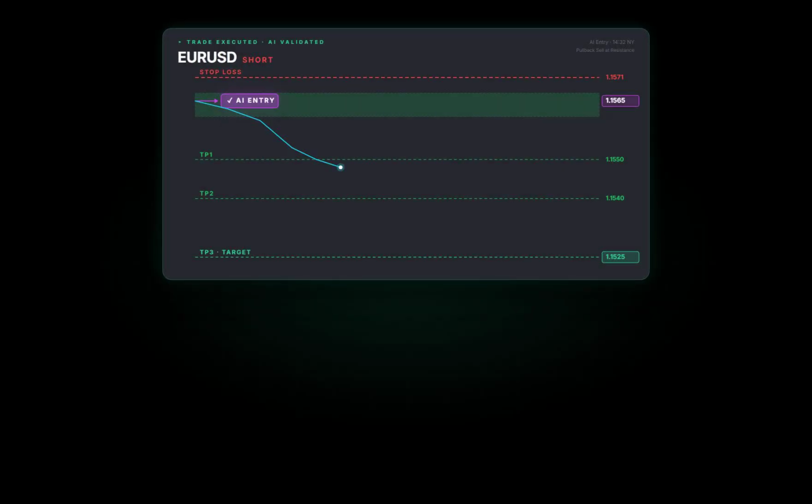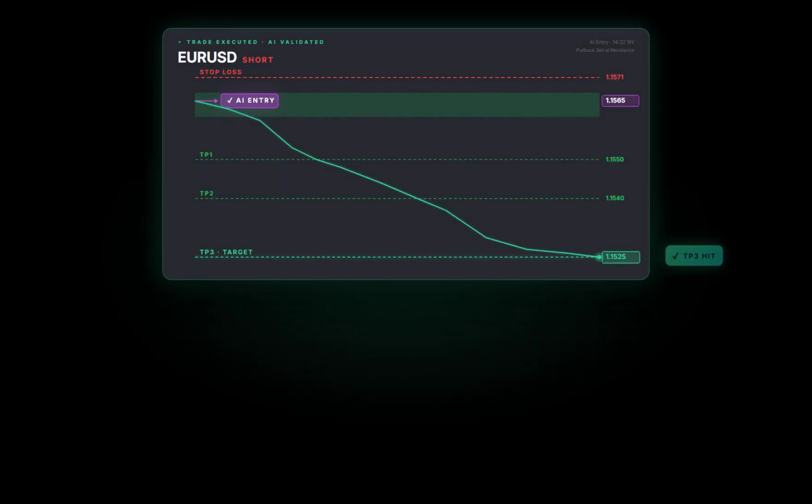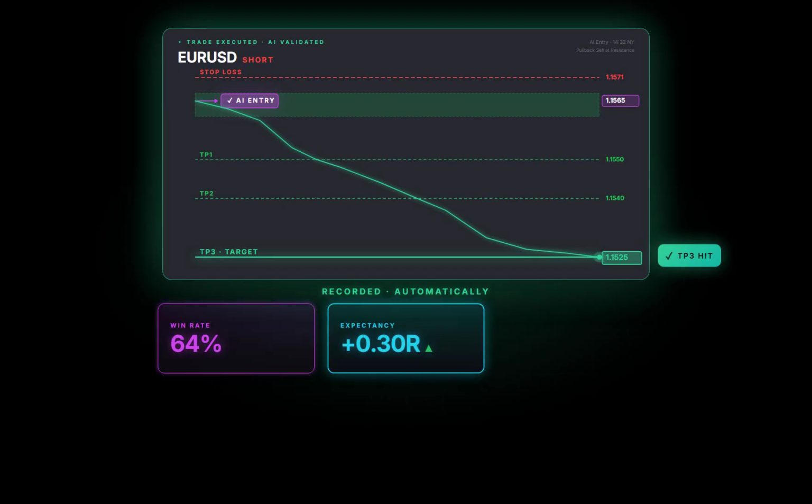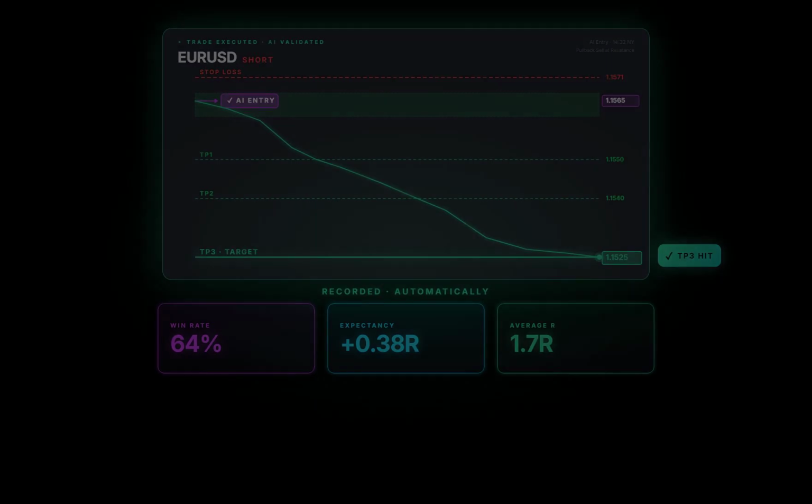And when the trade ends, target hit or stop taken, it's recorded automatically. Win rate, expectancy, average R. The next analysis benefits from the last, from scan to setup to execution to outcome. Every trade, a process. Every step, measured. Every decision, repeatable. This is SkyAnalyst.